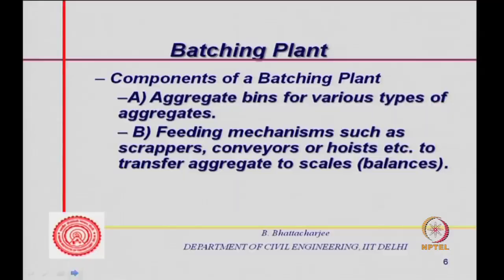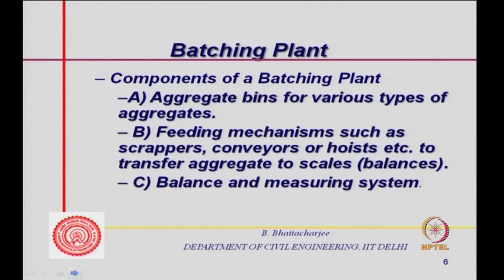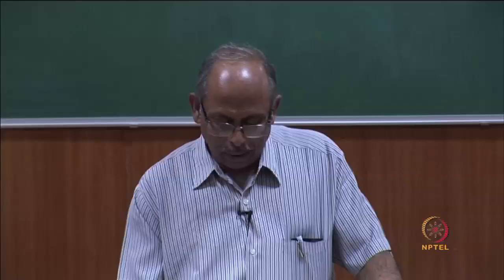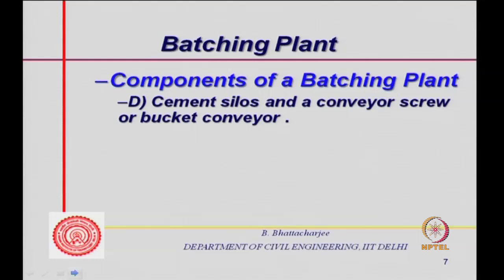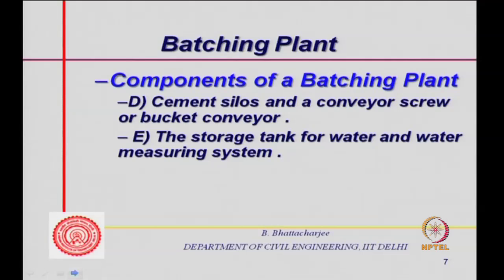Then you have balance or measuring system for the aggregates particularly, and also the cement. Then you have cement silos and conveyor screws or bucket conveyor for transporting the cement from the silos, because you got to take it to the balance, and then from balance to the mixing machine. Then storage tank for water and water measuring system.